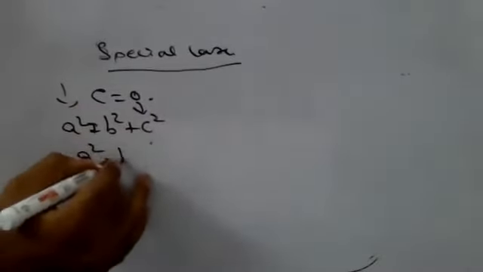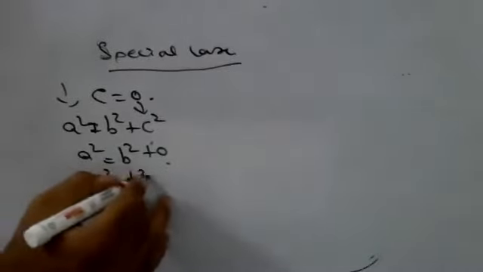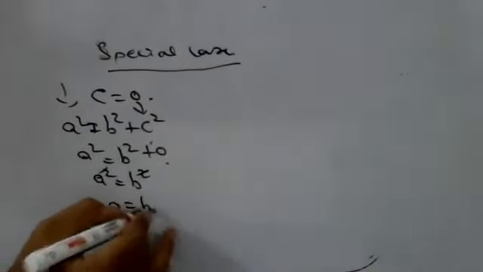Next, children, two special cases. What are the two special cases we will see? Number one, imagine there is no C. A square is equal to B square plus C square. If there is no C, A square is equal to B square plus 0, so A square is equal to B square, the squares are gone, and A is equal to B.